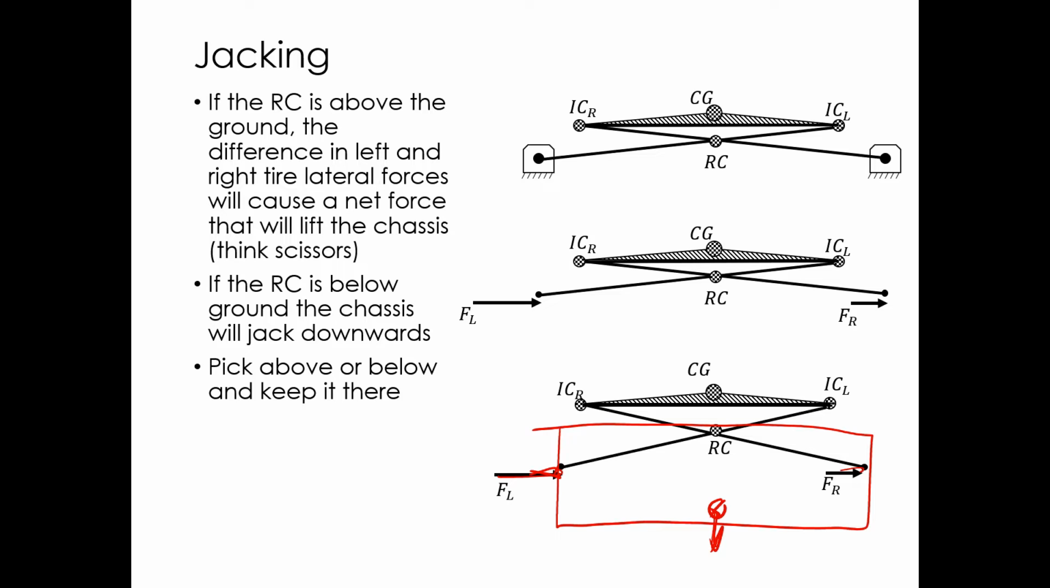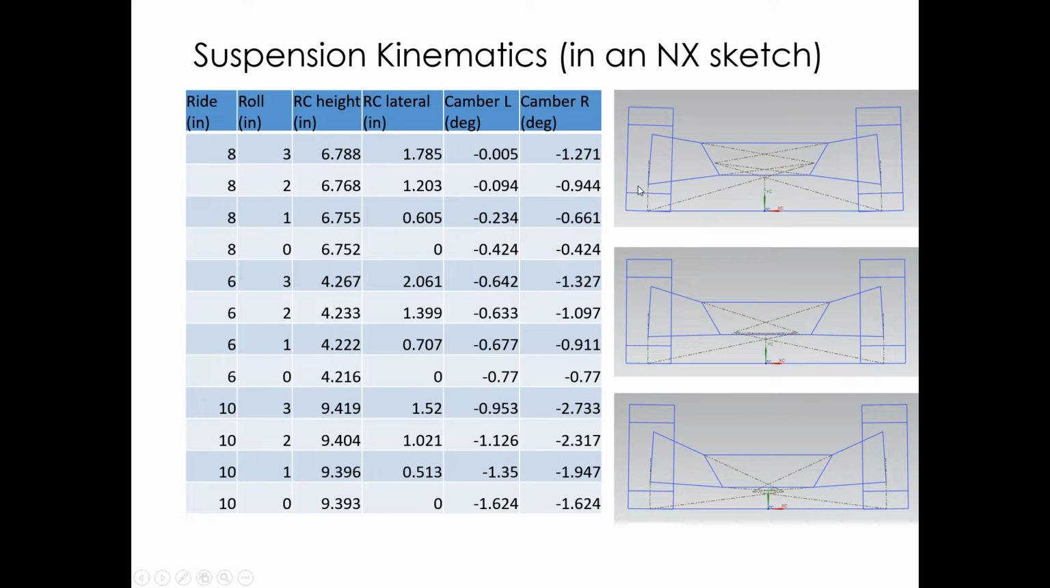The main thing is if it changes from being above or below ground, then you go from lifting the chassis to depressing the chassis in a turn, and it might be weird if it changes. So wherever it starts, if it starts here, you want to keep it from passing below ground. If it starts here, you want to keep it from passing above ground. Those are the general rules on roll center placement, and then you don't want it to migrate left and right. So how do you do this? You model it a lot. And it's really pretty easy to model in the modern era of CAD.